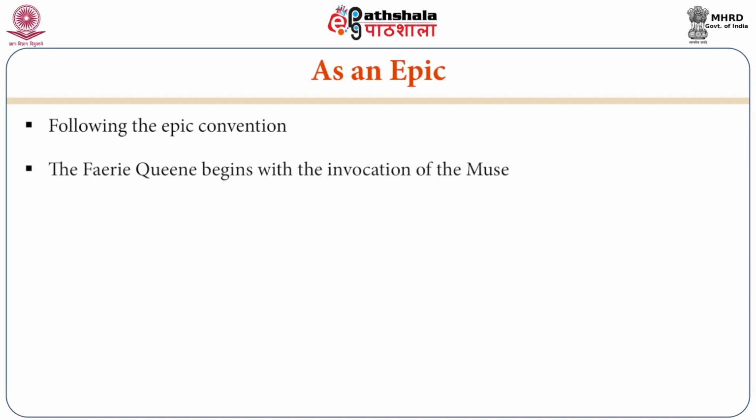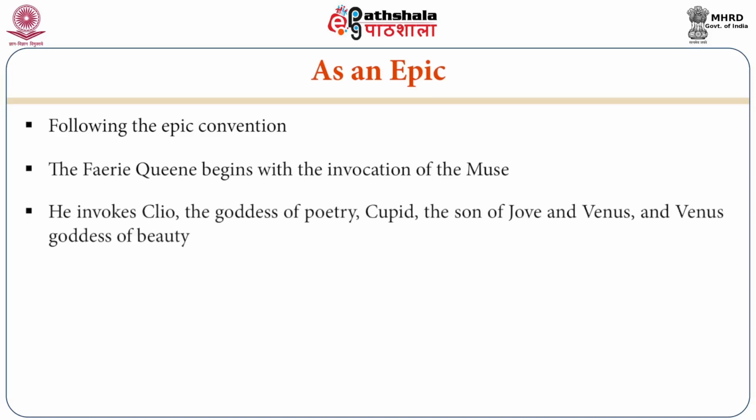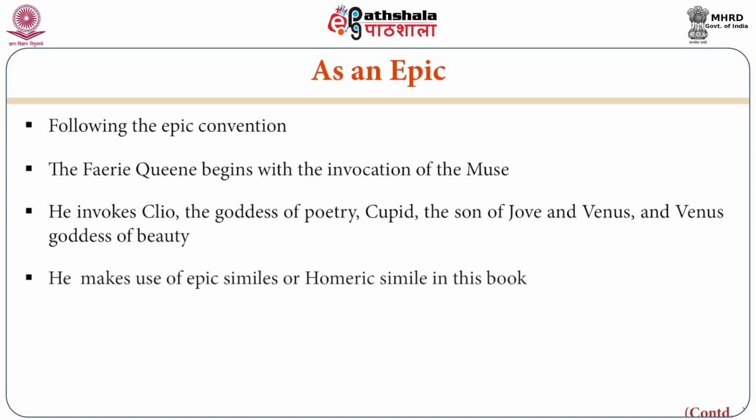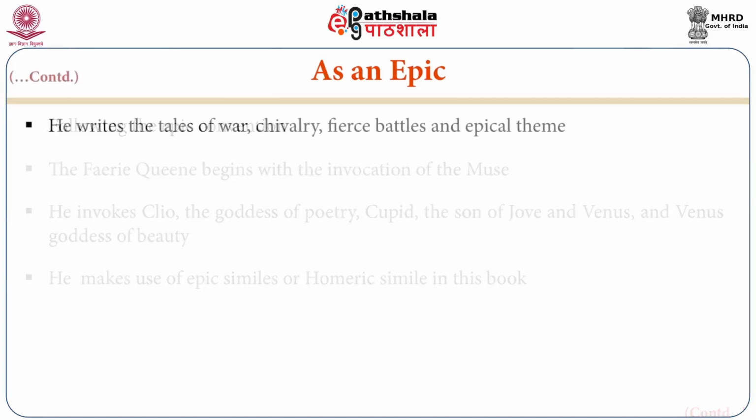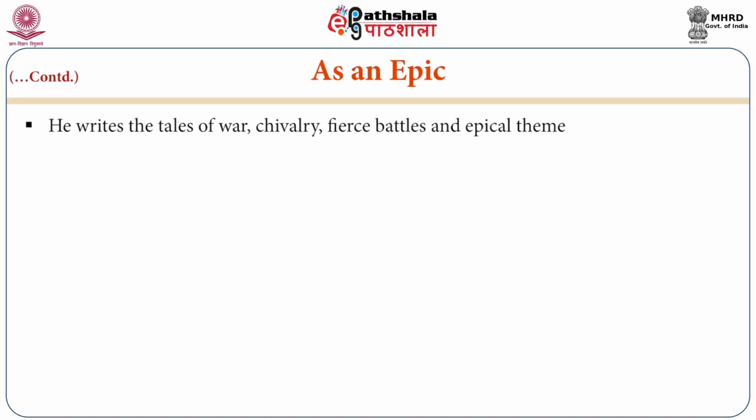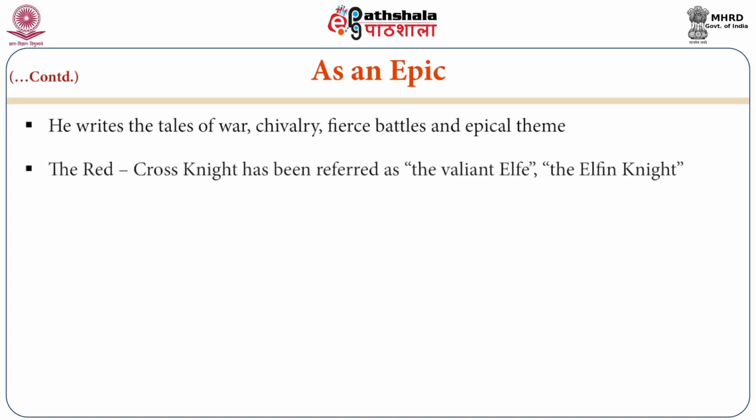The Faerie Queene begins with invocation of the muse, an epic convention. He invokes Clio, the goddess of poetry, Cupid, the son of Venus, and Venus, goddess of beauty. He makes use of epic similes or Homeric similes to make the book read like an epic poem. He writes the tales of war, the heroic exploits, the chivalry, fears, battles, and epical themes. The Red Cross Knight has been referred to as the valiant Elfin Knight, the epic phraseology.